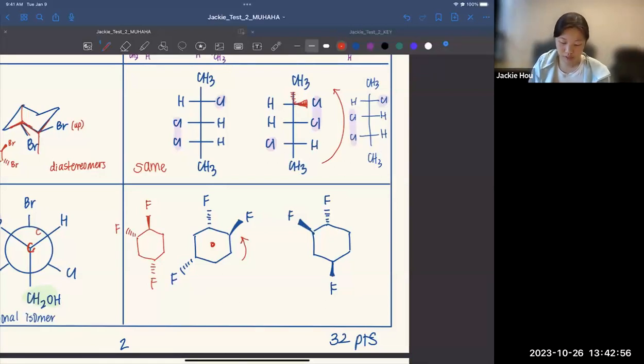And so for this one, I noticed that all of my stereocenters are different. So this one's wedge dash, dash wedge, wedge dash. They're all different, meaning that they have to be enantiomers.